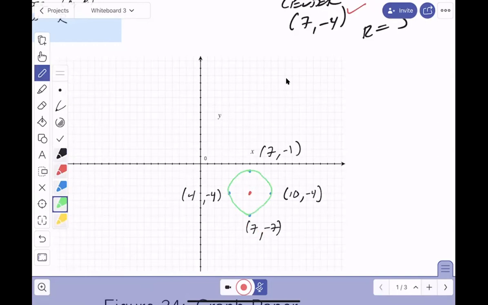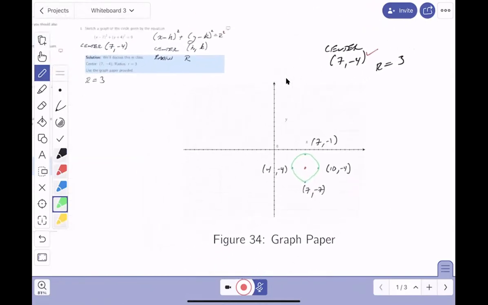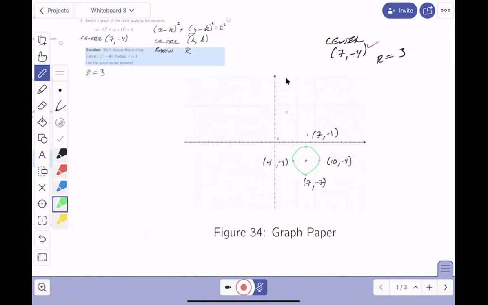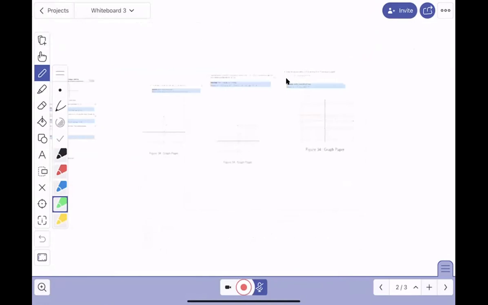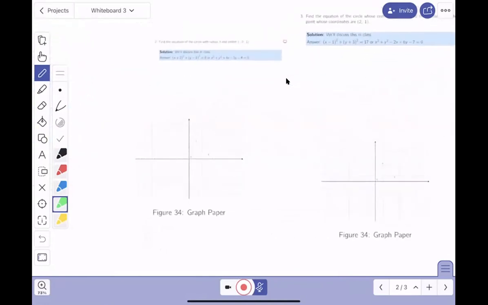So let's go to the next question, which would be number 2. By the way, I want to point out, if you look at the answer key, I tell you the center and radius, and I did put the graph down for you. All right. Let's go to the next question. Next question will be number 2, right?